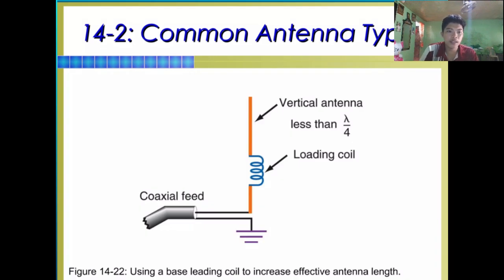This figure shows that using a base loading coil increases the effective antenna length. It has a loading coil, a vertical antenna less than lambda over 4, and a coaxial feed.